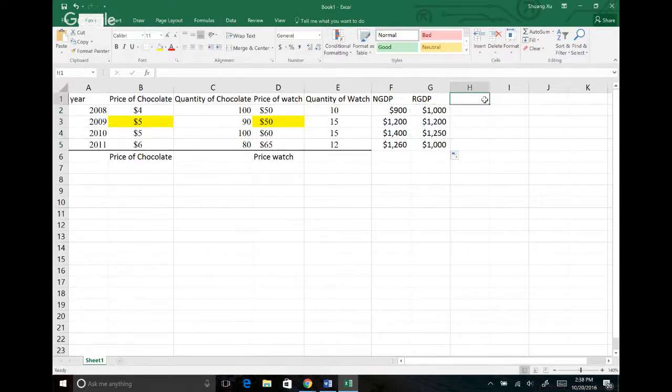Okay, and then next one, your GDP deflator. Remember the formula for it is your nominal GDP divided by real GDP times 100. That's your GDP deflator. And then same formula, so drag it down for everybody. That's your GDP deflator. And last one for inflation.